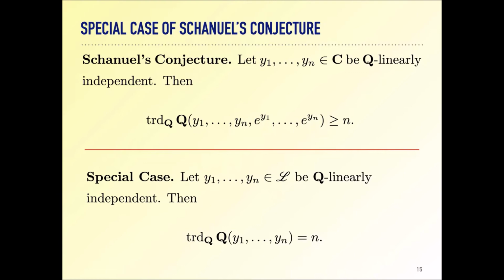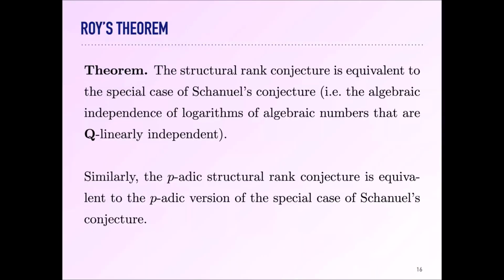Okay, so somewhat surprisingly, this particular conjecture about ranks of matrices turns out to be equivalent, and in fact, the square matrix case turns out to be equivalent to this really important special case of Schanuel's conjecture. And this is also a theorem of Damien Roy, and this theorem I am going to prove. So the structural rank conjecture is equivalent to the special case of Schanuel's conjecture, i.e. the algebraic independence of logarithms of algebraic numbers that are Q-linearly independent.